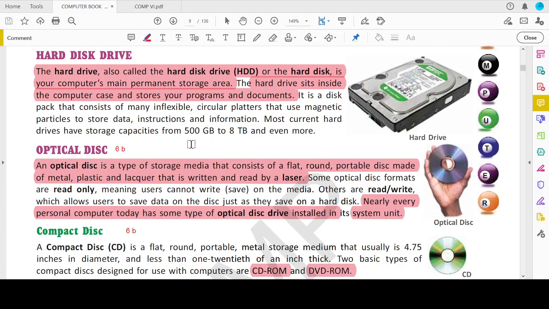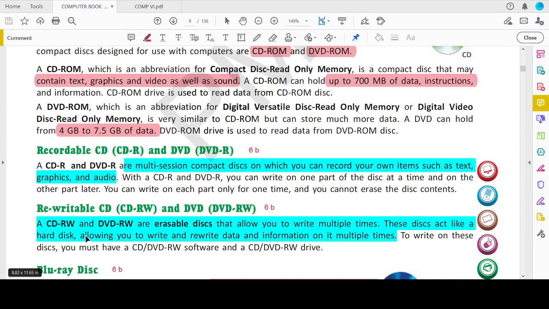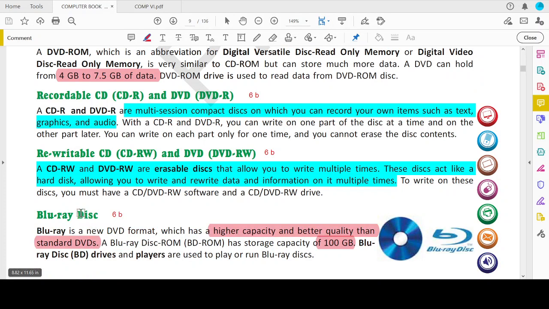What are the various optical discs present in the market? It is compact discs, recordable compact discs, or DVD ROM, or rewritable discs, or Blu-ray discs. So there are different types of compact discs present or optical discs present in the market. Mention their names.